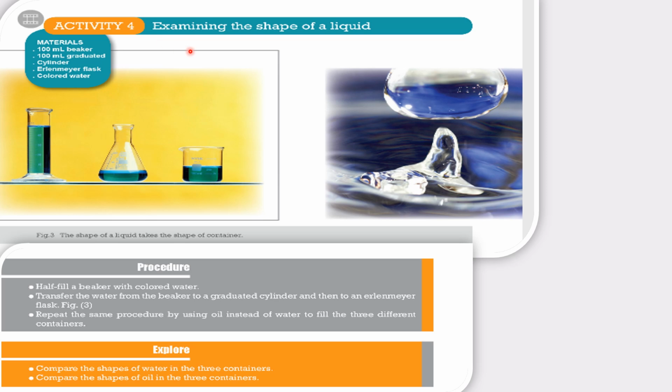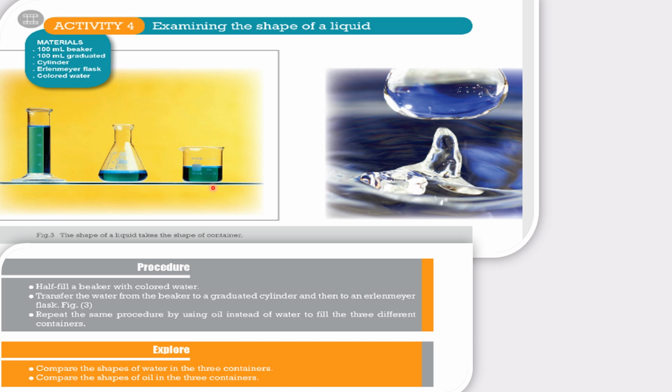Activity 4. Examining the shape of a liquid. The materials used here: 100 ml beaker, 100 ml graduated cylinder, Erlenmeyer flask, and colored water. Procedure. Half fill a beaker with colored water. Transfer the water from the beaker to the graduated cylinder and then from the graduated cylinder to the Erlenmeyer flask.